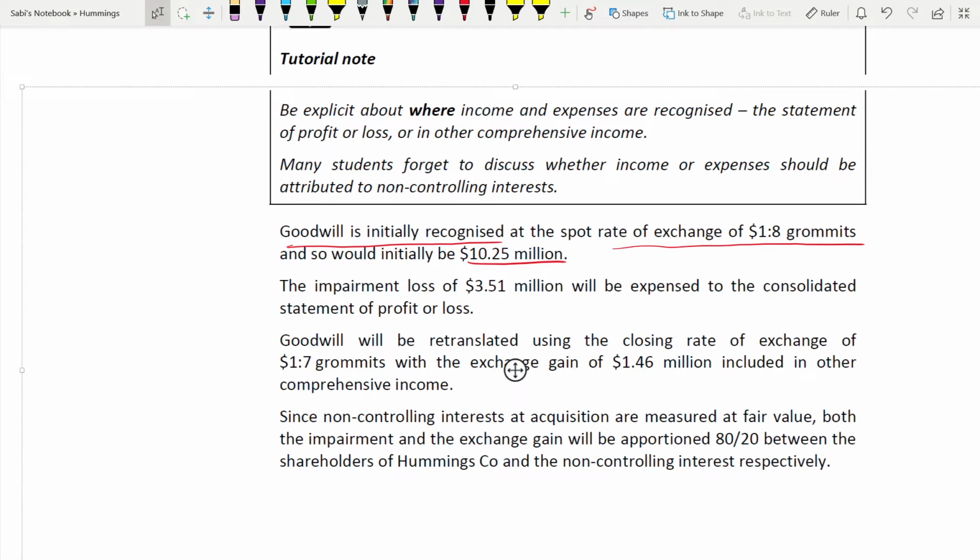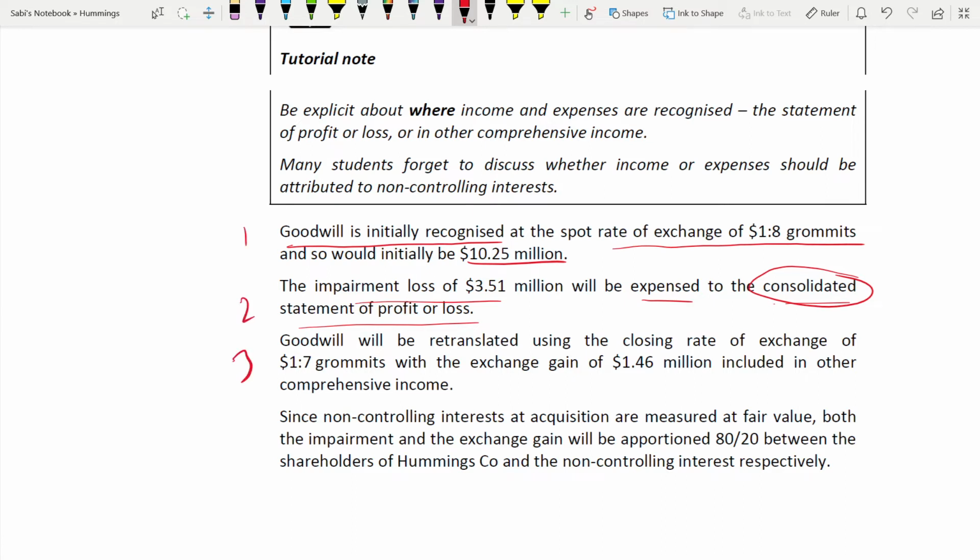First, initial goodwill. Second, the impairment loss is this much. This will be expensed where? Consolidated statement of profit and loss. Make sure that you write this word consolidated everywhere in your question number 1. Consolidated statement. Where does it go? Impairment goes to statement of profit and loss. Don't write other components of income here. Impairment loss will go under profit and loss only. Third.